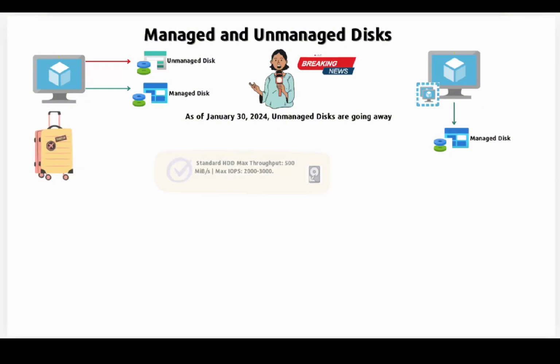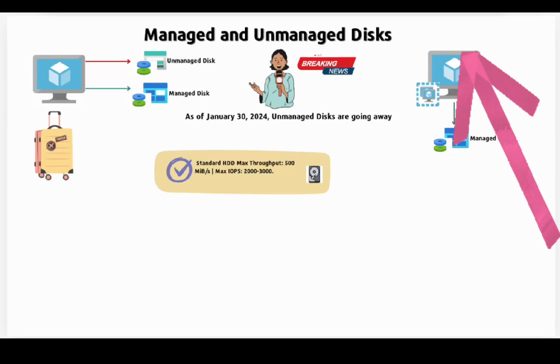Now let's talk about performance. Azure Managed Disks come in 5 different performance tiers depending on your workload needs. Important tip, there is a concept of throughput and IOPS discussed here. If you want to understand that, please refer to the video linked above. Now let's talk about performance. Standard HDD, standard hard disk drives, maximum throughput is 500 MB per second and maximum IOPS is 2000 to 3000. This is perfect for backups or non-critical infrequent data.